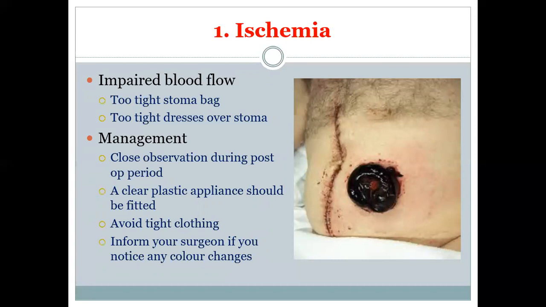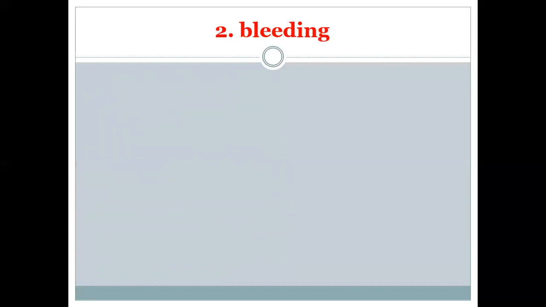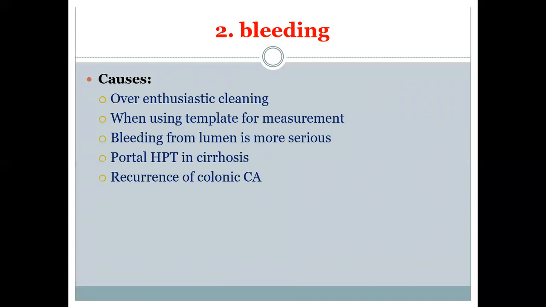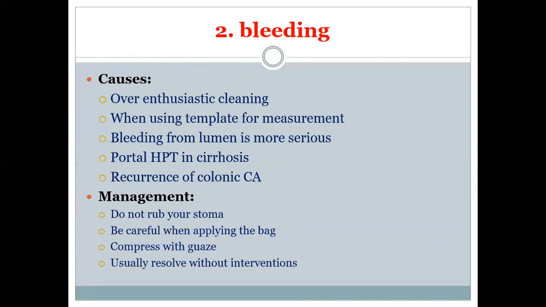If there are color changes, we should contact the doctor because it might be turning into gangrene. Always apply a clear plastic appliance so that the patient can see the stoma, and avoid tight clothing. What about bleeding? Usually bleeding comes when the patient is over-enthusiastic about cleaning, or when using the template for measurement. Sometimes bleeding from the lumen, which is more serious, can happen when there is some recurrence of the pathology like malignancy, or when a patient has portal hypertension in cirrhosis. Management in most cases should be conservative, sometimes needing compression by gauze, and it usually resolves without intervention.